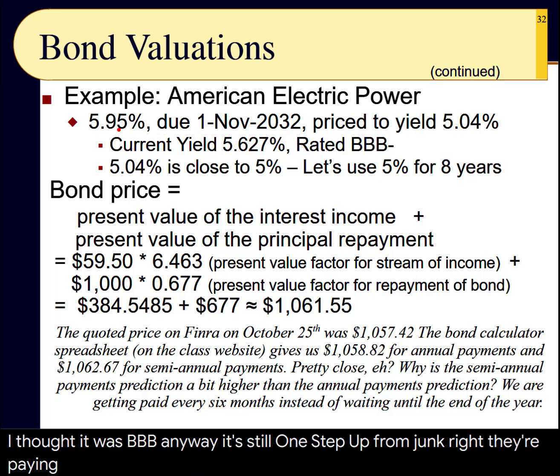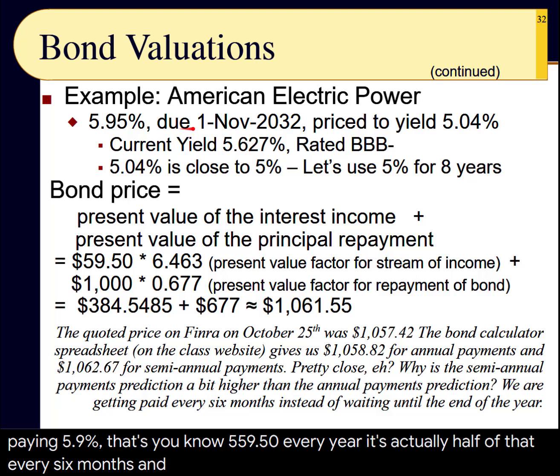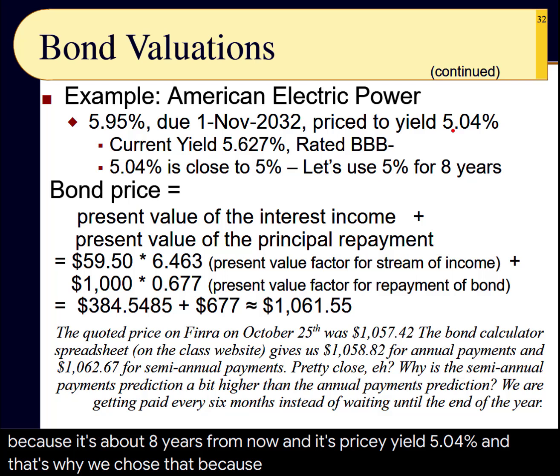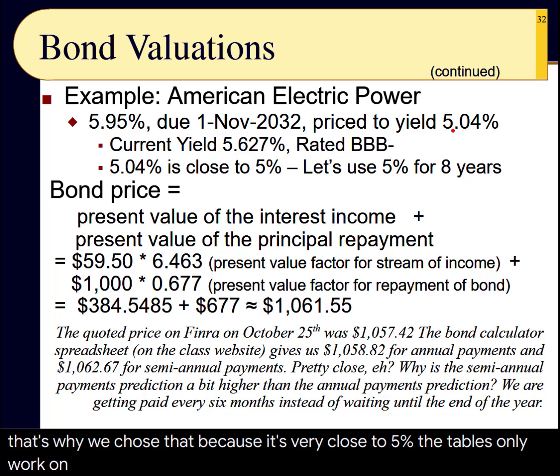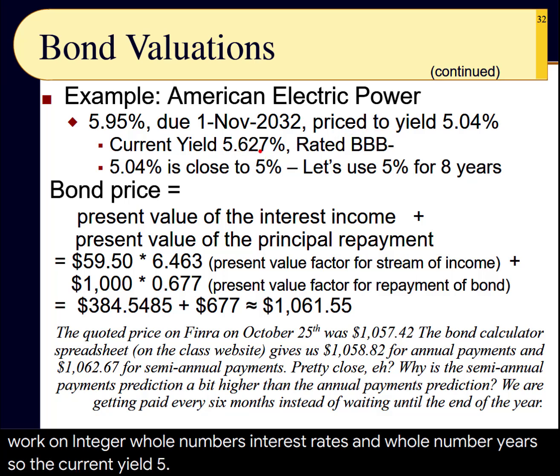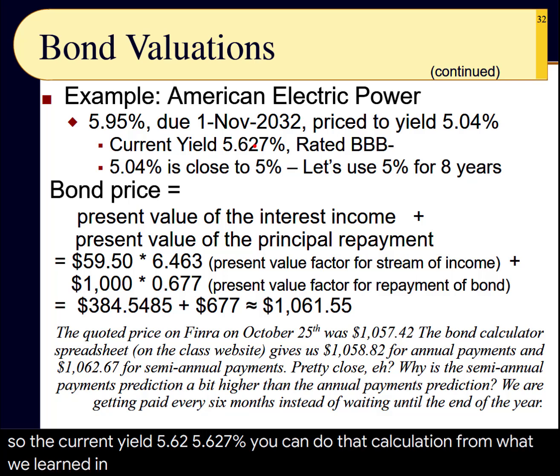They're paying 5.9%. That's $59.50 every year. It's actually half of that every 6 months. And they're due in about 8 years. That's why we chose it, because it's about 8 years from now. And it's priced to yield 5.04%, and that's why we chose that, because it's very close to 5%. The tables only work on integer, whole number interest rates, and whole number years. So the current yield, 5.627%. You can do that calculation from what we learned in a previous presentation.